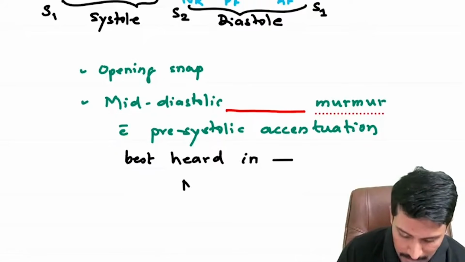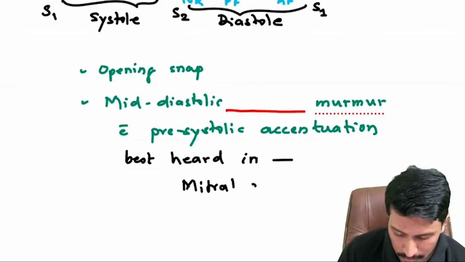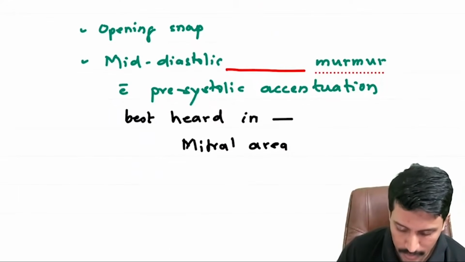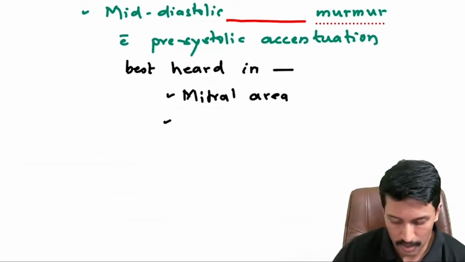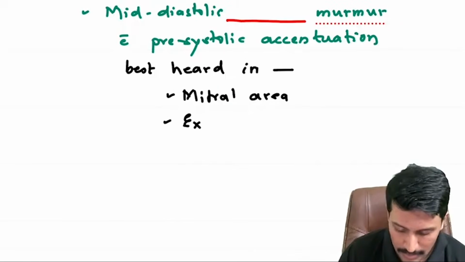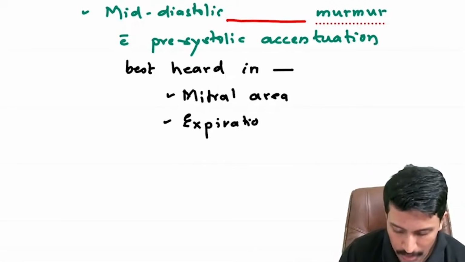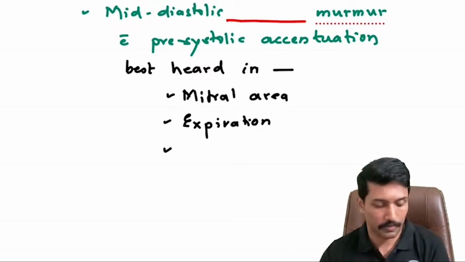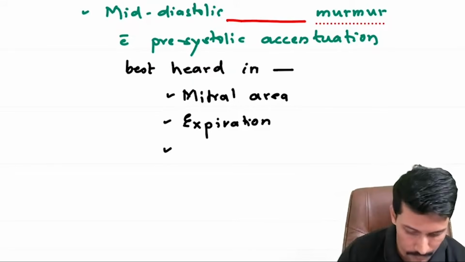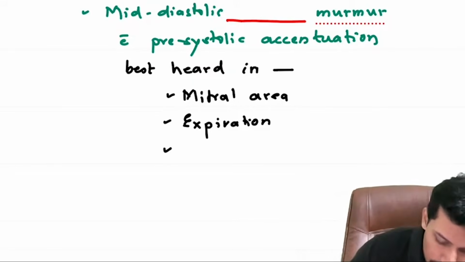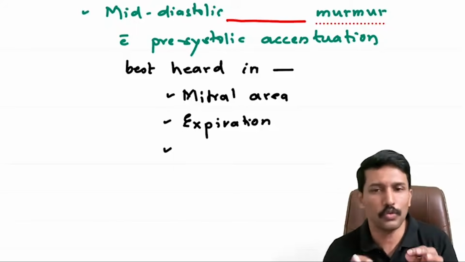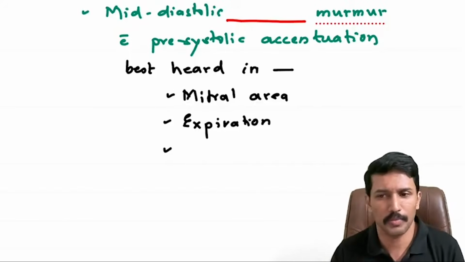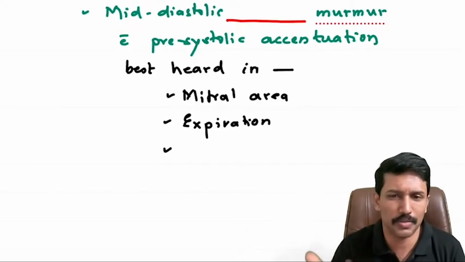in mitral area. Where is mitral area located? Can anybody tell me where is mitral area located? And because it is a left-sided heart pathology, it is best heard in breath held in expiration. And what should be the position of the patient? We generally don't use the term crescendo here. It's not wrong to use it, but traditionally what has been called is presystolic accentuation. Accentuation also means increase.